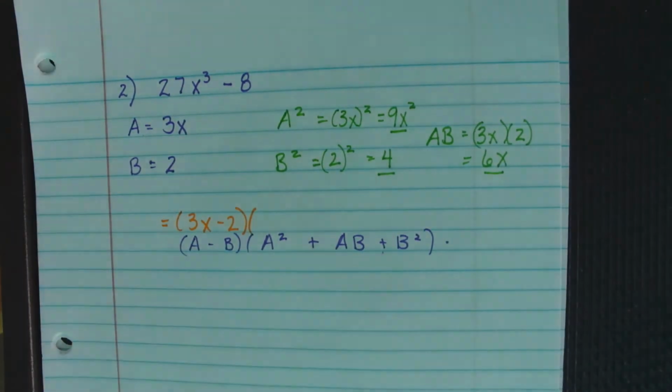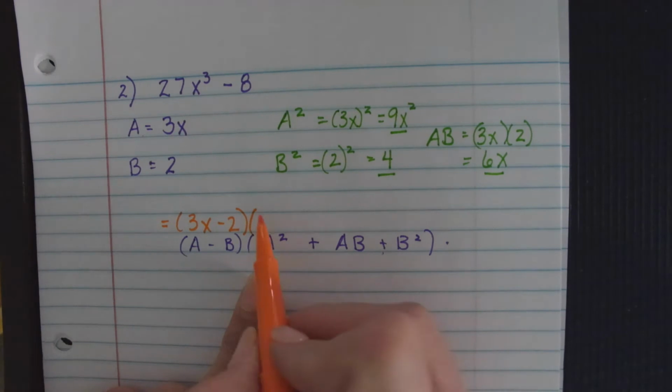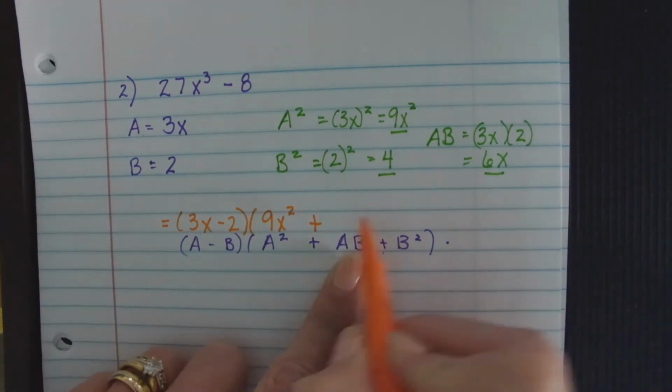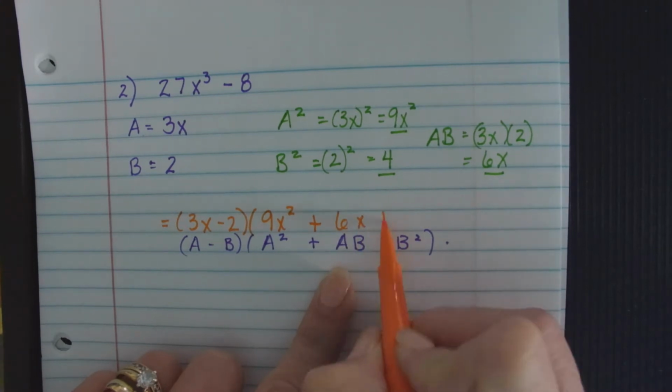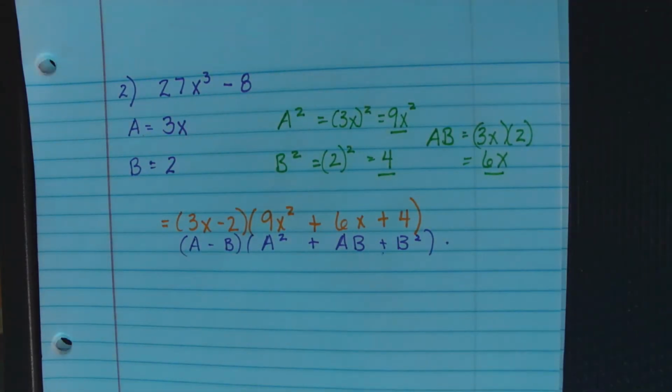That is all the work for this problem. Now we're plugging it in. Okay, we good? All right, so A squared, 9x squared, plus AB, which is 6x, plus B squared, which is 4. And that's it. I'm starting to kind of see the little bit. Yeah. Starting from the beginning.